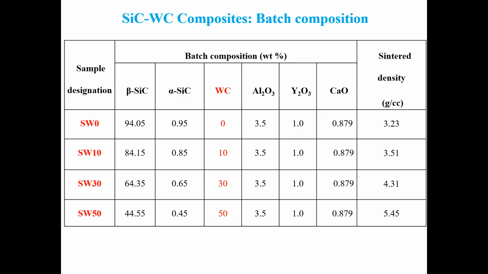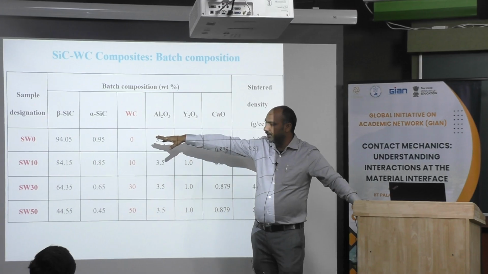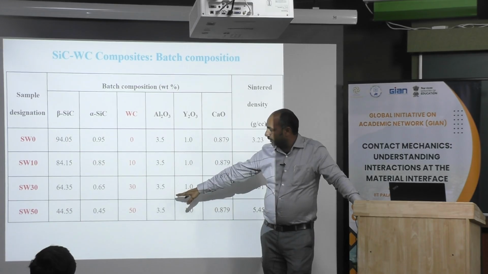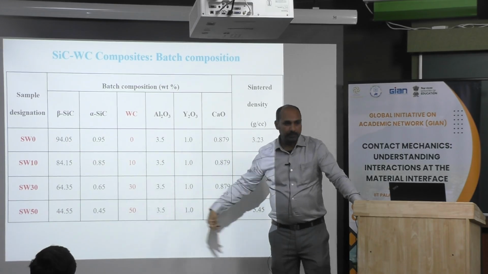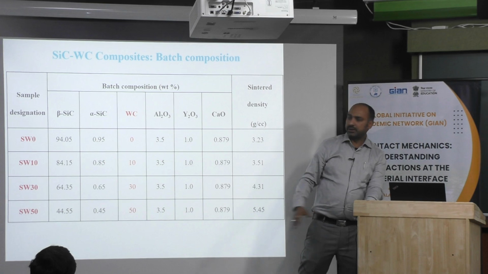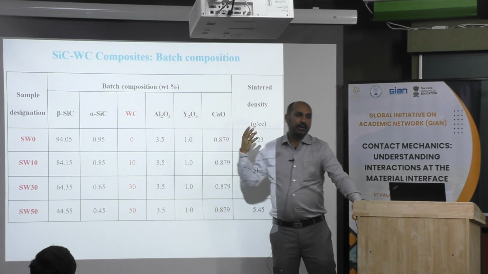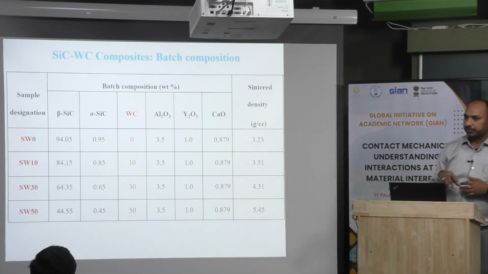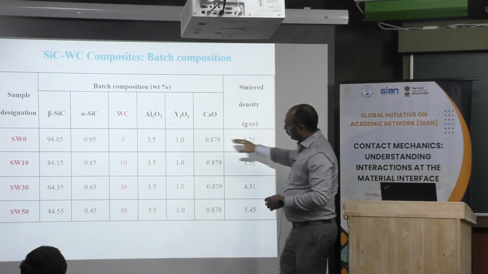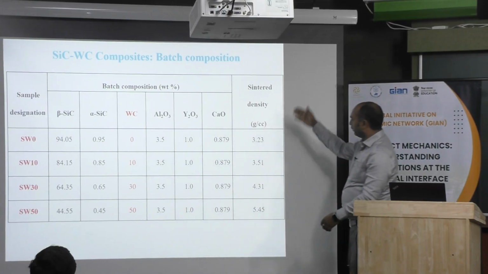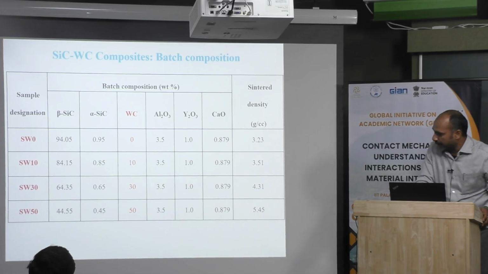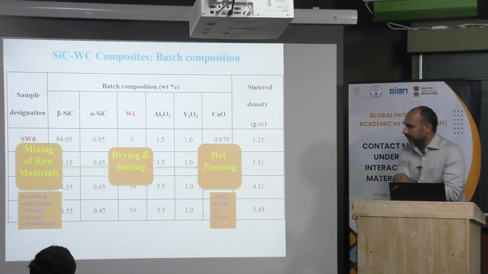So this is the batch composition we started with. 0% tungsten carbide is designated as HW0, 10% as HW10, 30% as HW30, and 50% as HW50. This is weight percent. Other additives are also there, but we are mainly focusing on the incorporation of tungsten carbide and how much amount is placed. When sintered, we get almost 98 to 99% density.